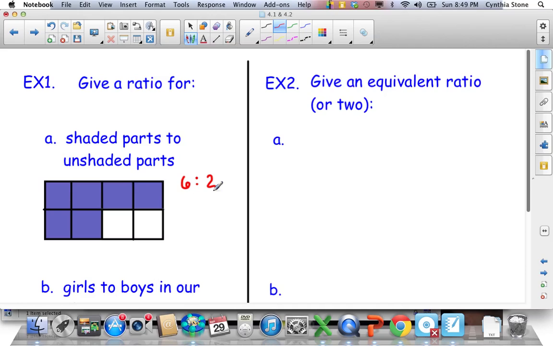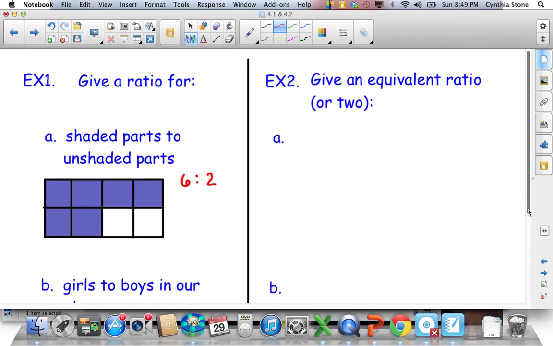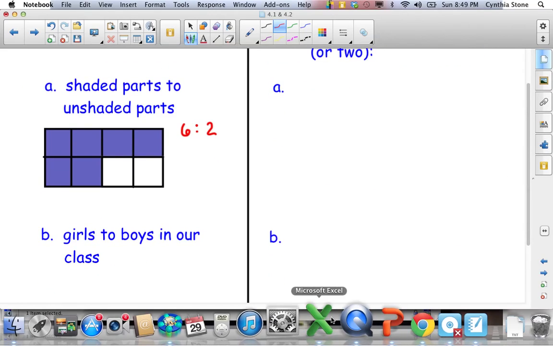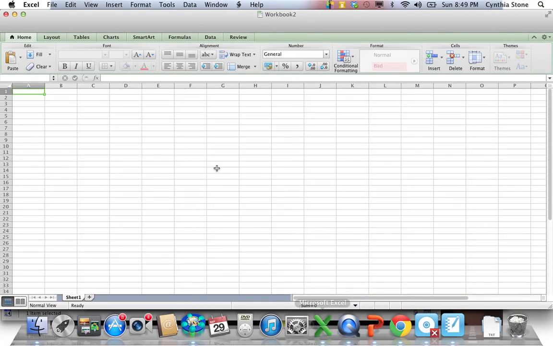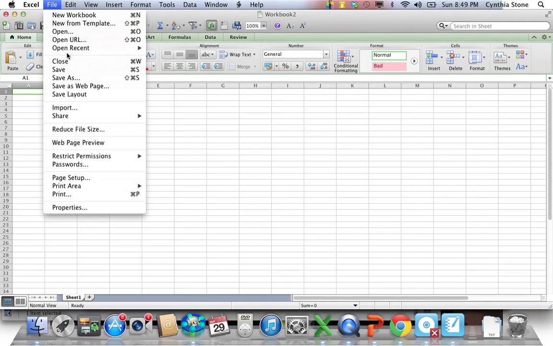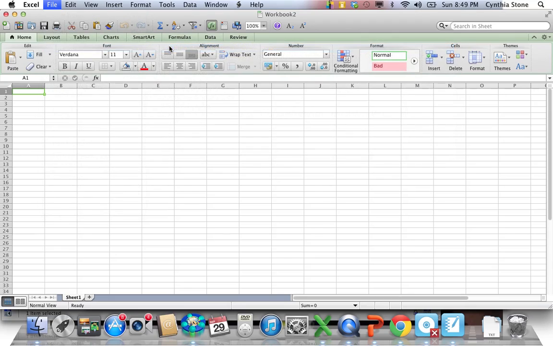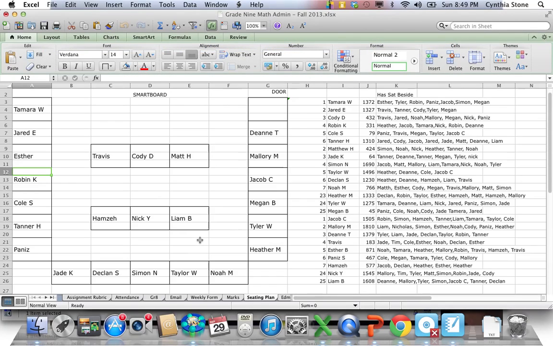Let's see. Girls to boys in our classroom. Well, I guess we need to know how many girls and how many boys in our class. Let's take a look at our seating plan. Put it up here and see how many girls and how many boys are in our class. There we go.